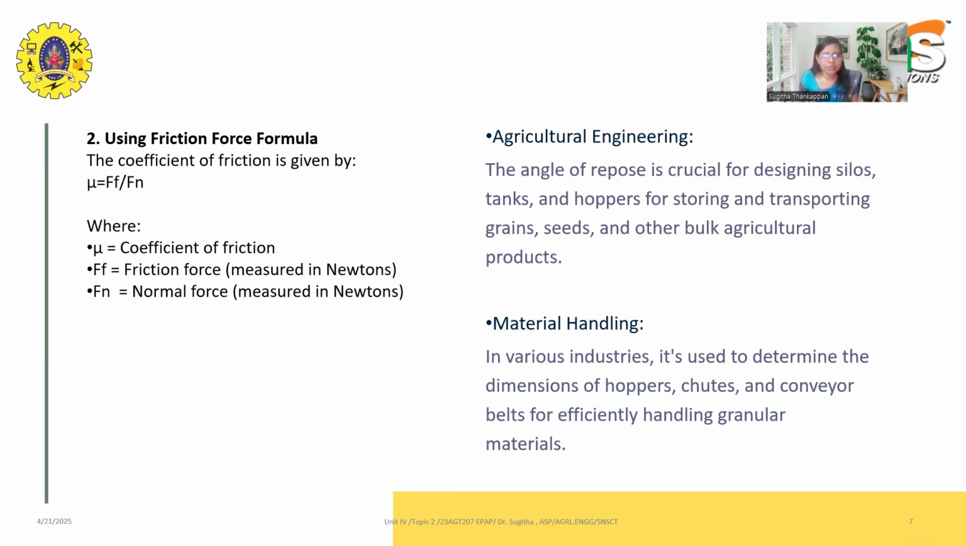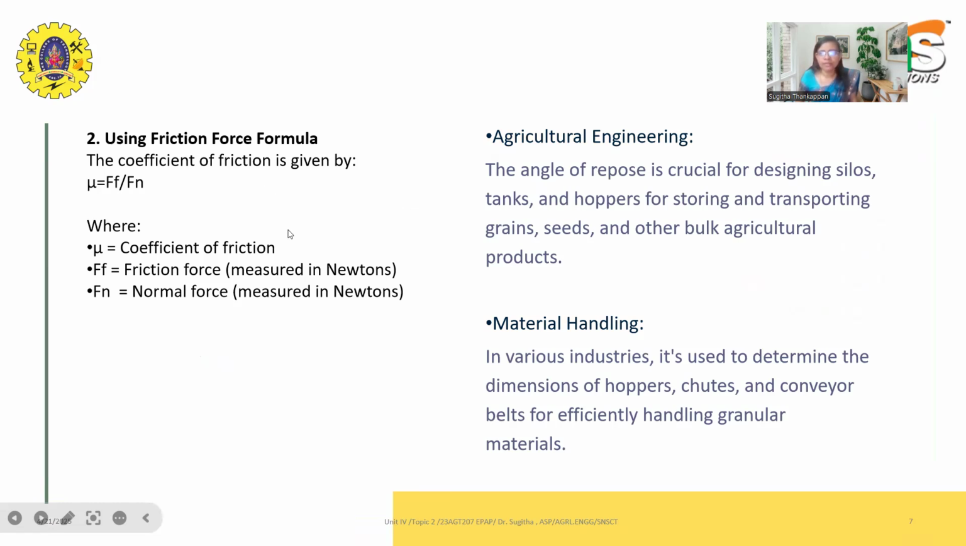The second method is using the friction force formula. The coefficient of friction is given by a simple formula, that is mu is equal to Ff by Fn. So here the two forces you have to take into account: one is the friction force and another is the normal force. It is given as the ratio of the friction force to the normal force. Both are measured in newtons.